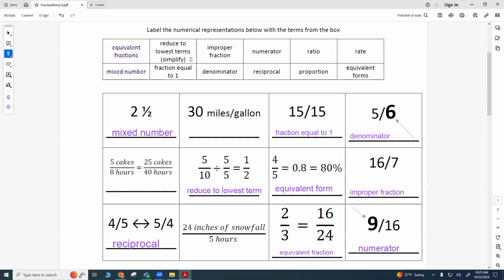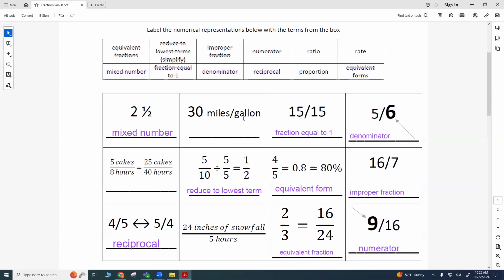So let's see what we've got here. We labeled equivalent fractions. We labeled a fraction equal to 1. We labeled a simplified fraction. We got the numerator, denominator, reciprocal. Okay, so we're left with 3 boxes and 3 terms. Okay? So we have ratio, rate, and proportion. So if we look at the last 3 remaining unlabeled boxes down here, and we're down to these 3 choices, what do you guys think?